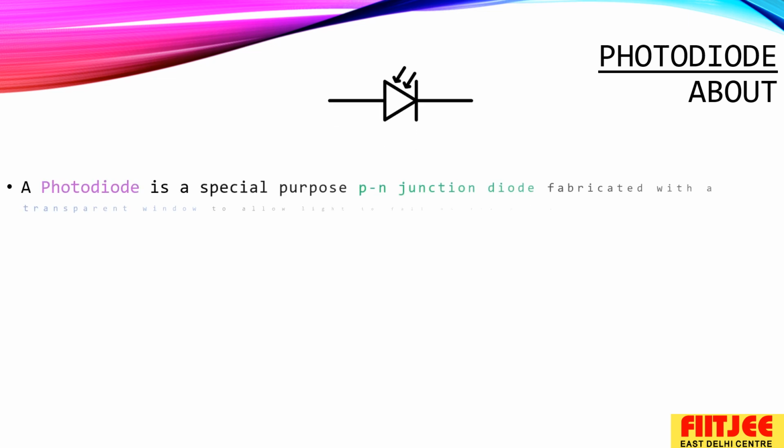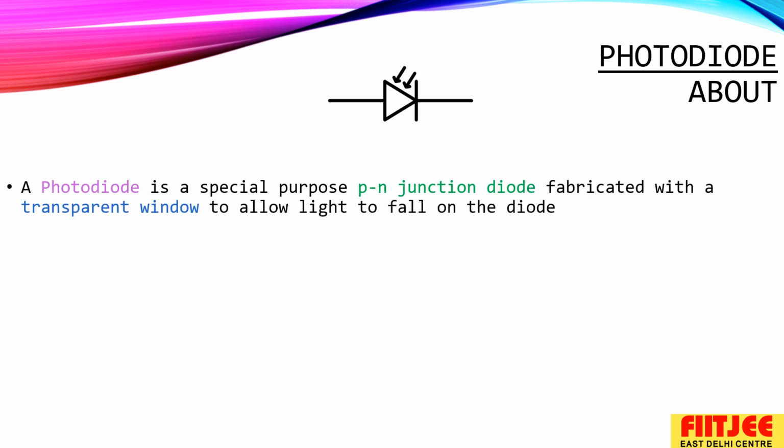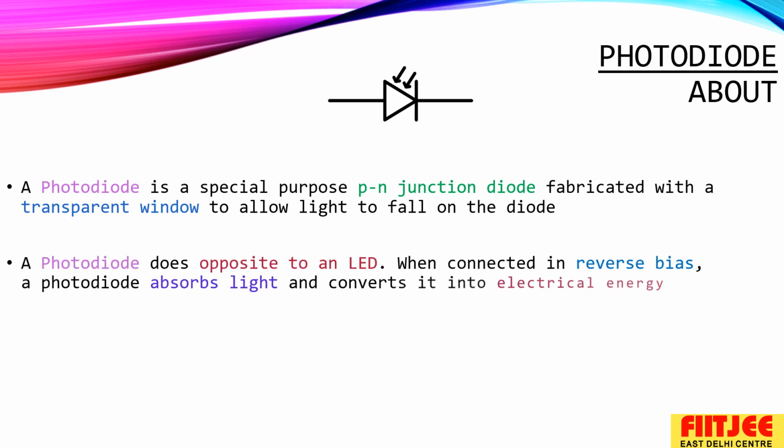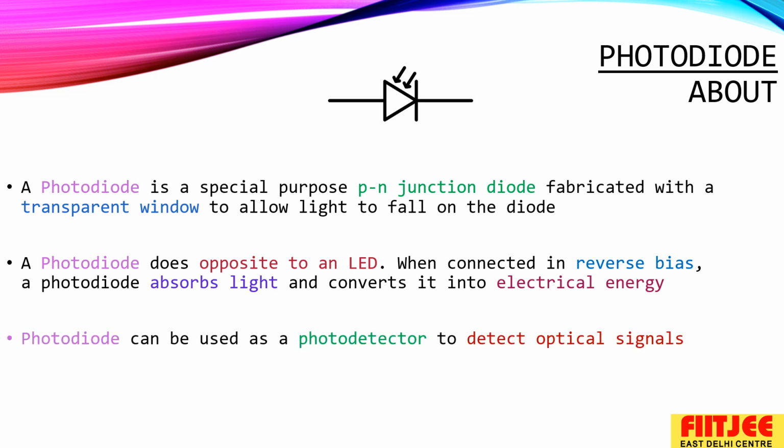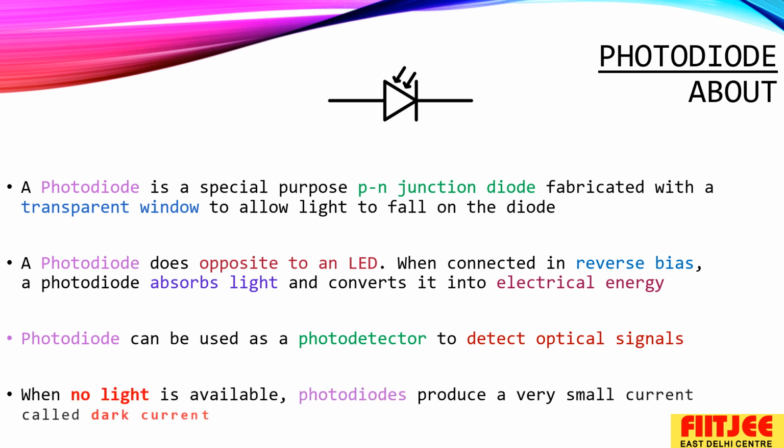Now we will discuss the photodiode. This is the symbol of a photodiode. Basically, a photodiode is a special purpose PN junction diode fabricated with a transparent window to allow light to fall on the diode. A photodiode does the opposite of an LED. When connected in reverse bias, a photodiode absorbs light and converts it into electrical energy. A photodiode can be used as a photodetector to detect optical signals. When no light is available, photodiodes produce a very small current that is called dark current.